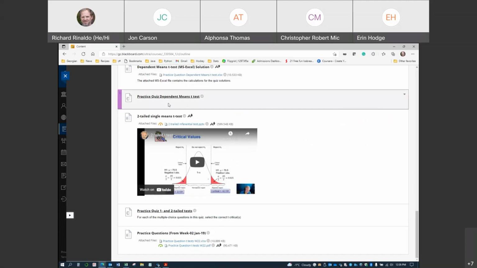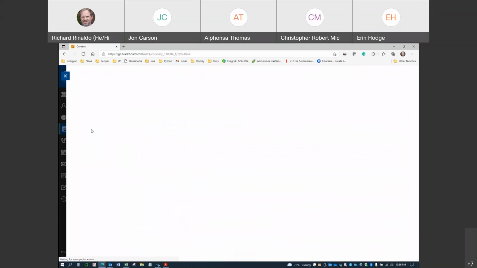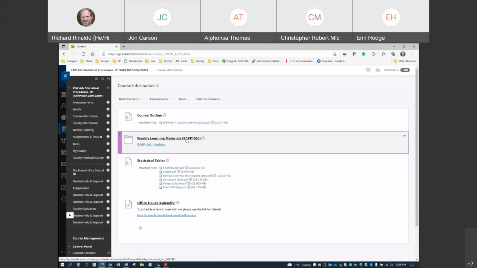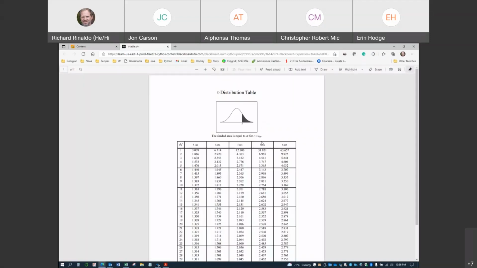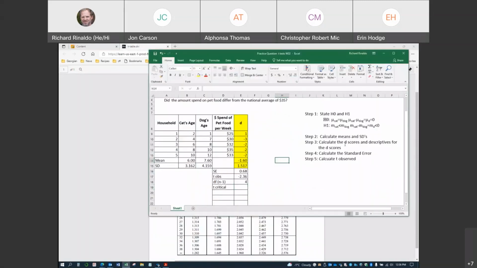So for my t critical, I go to my weekly learning. Course information. Statistical tables. So I need my t distribution table. And I'm assuming alpha, and I should state alpha. I didn't state alpha. Always assume alpha is equal to 0.05. So step 6, find t critical.